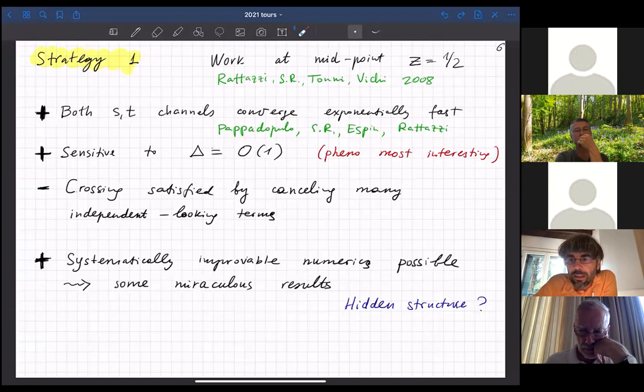And once this has been done, some miraculous results were uncovered, which were completely unsuspected before this was attempted. These miraculous results are experimentally relevant. They give you some numbers that you compare to the experiment, but they also point at some hidden structure in these problems. So these things that you initially found numerically may eventually have some analytic explanation, and maybe there is some integrability structure at the end, which people don't really understand at the moment.